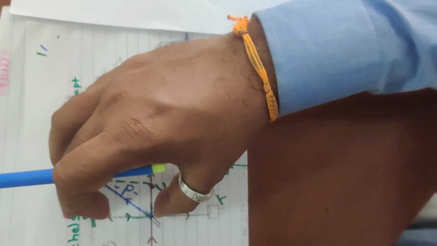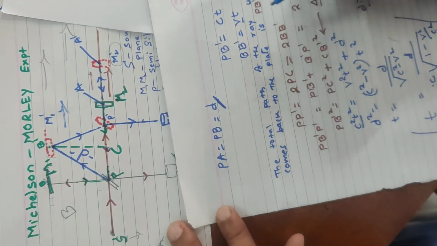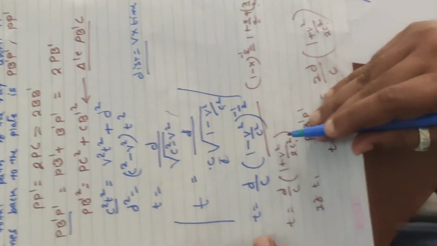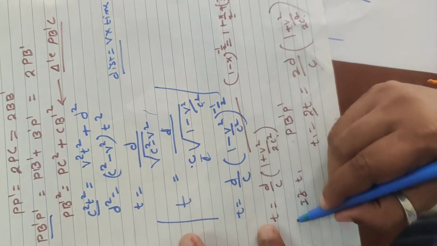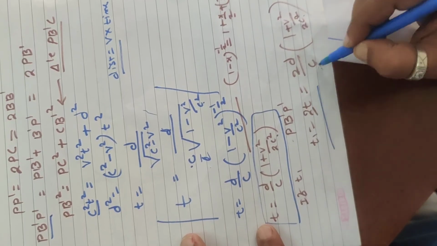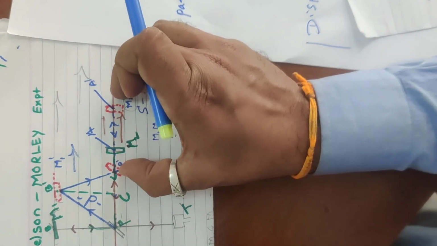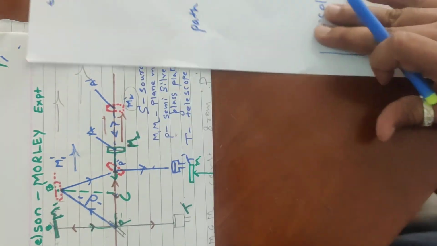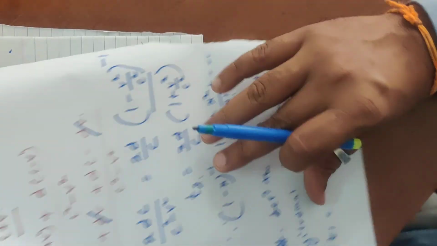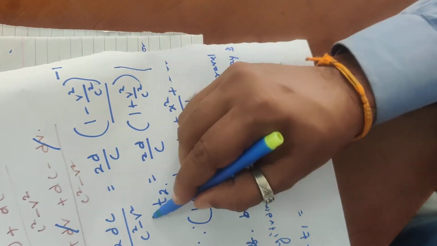And what we did, we found first only the path PB dash, PB dash B dash, and after doing the mathematical calculation, we found time t equal to 2d, as it is traveling twice, therefore it is 2d upon c into (1 plus v square by c square). Then what we did, we took the horizontal path, it is going and reflecting back. For that we have taken this equation t2 and we found 2d upon c into 1 upon (1 minus v square upon c square), this equation.